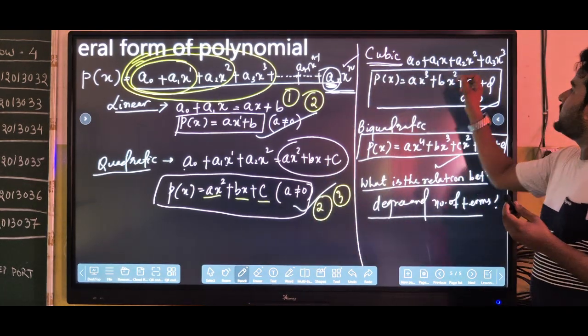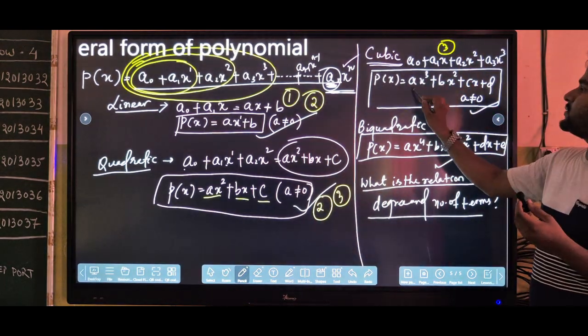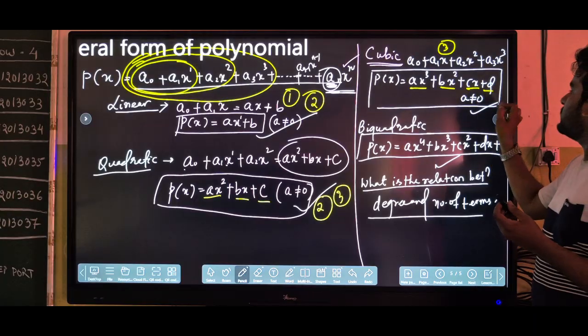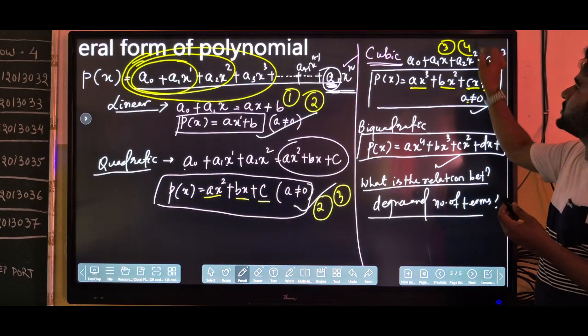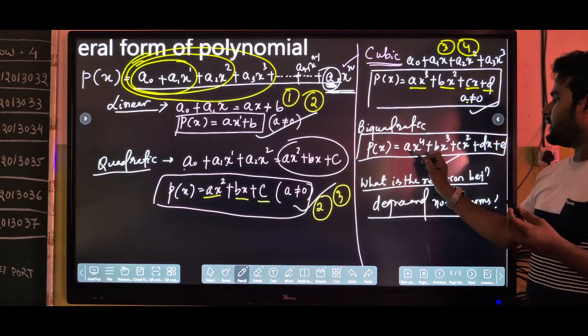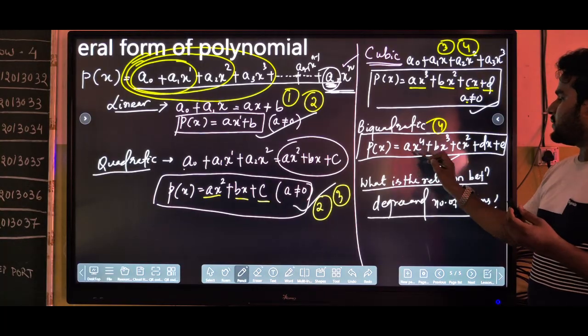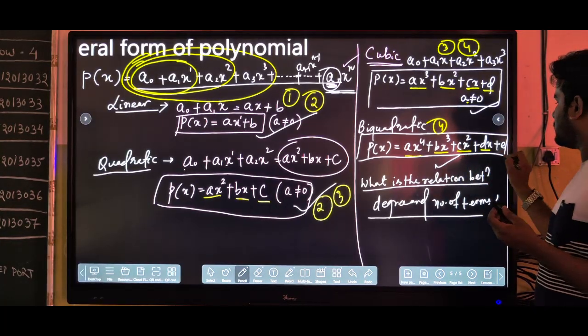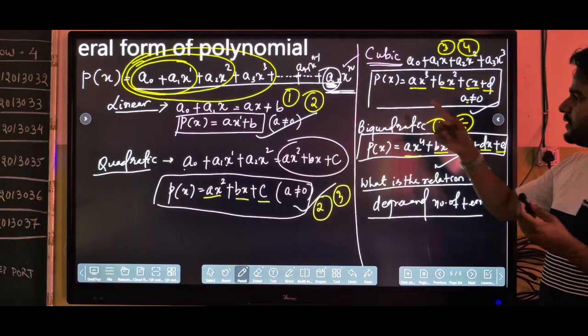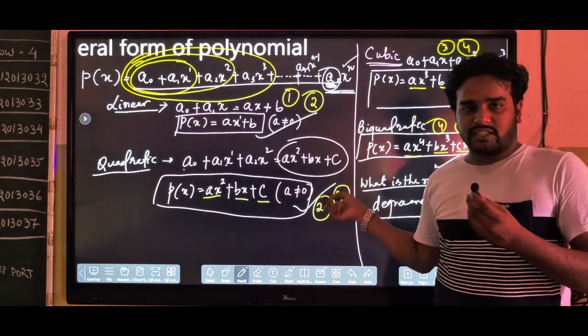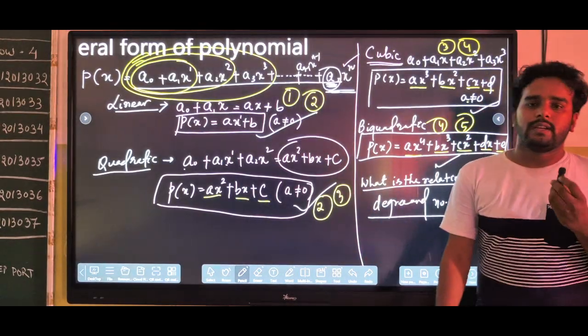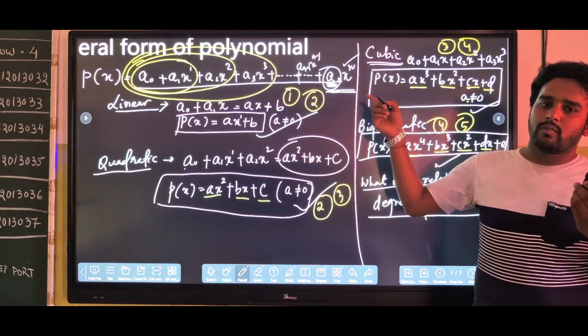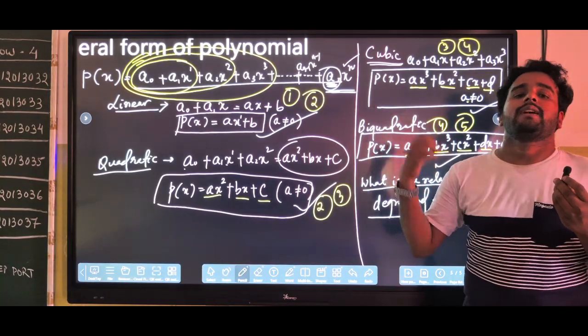Okay, here degree is 3. What is the number of terms? 1, 2, 3, 4. So number of terms is 4. Here degree is what? 4. Number of terms: 1, 2, 3, 4, 5. So at each place you can observe the degree, whatever the degree is, the number of terms is exceeding by 1.